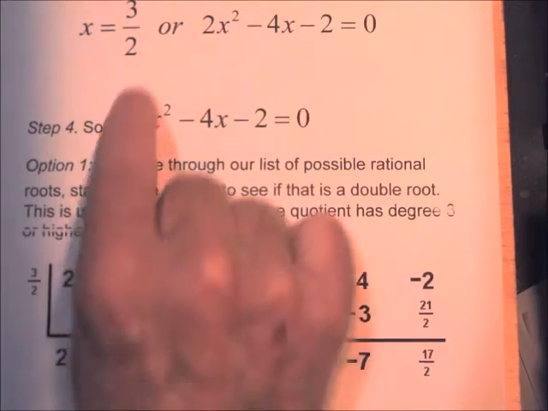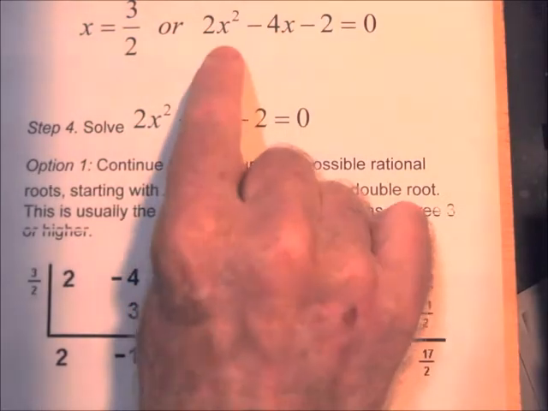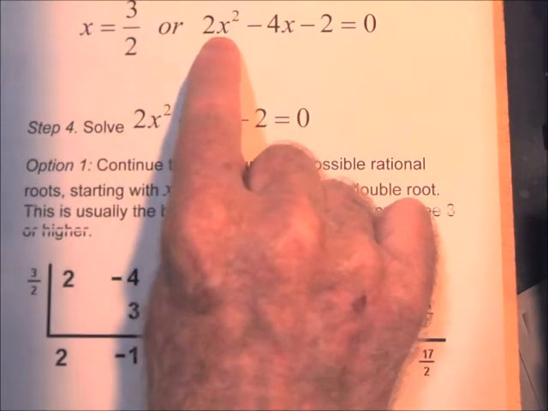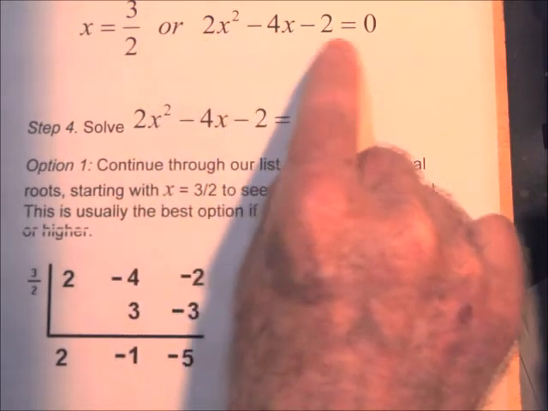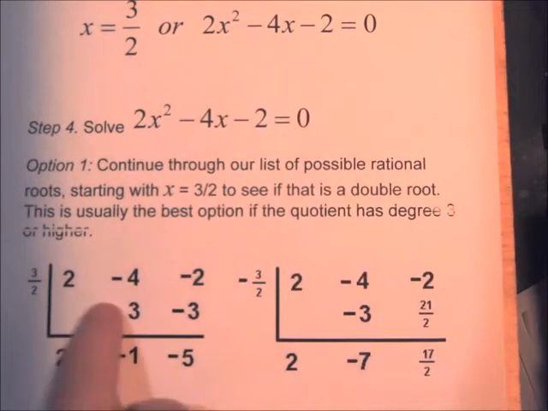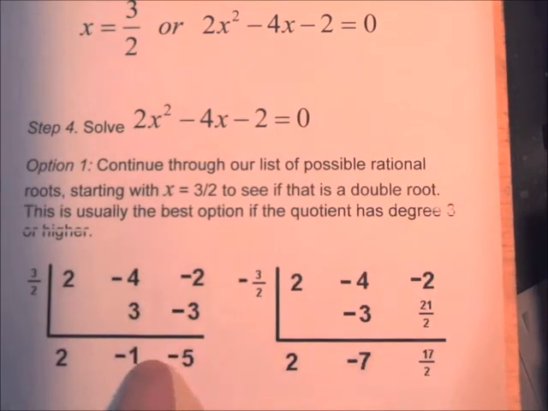And first of all, we could check to see if 3 halves is a double root, starting with the coefficients of our quadratic equation here, 2, negative 4, negative 2. Bring down the 2. 2 times 3 halves is 3. The 2's will cancel. Negative 4 plus 3 is negative 1.